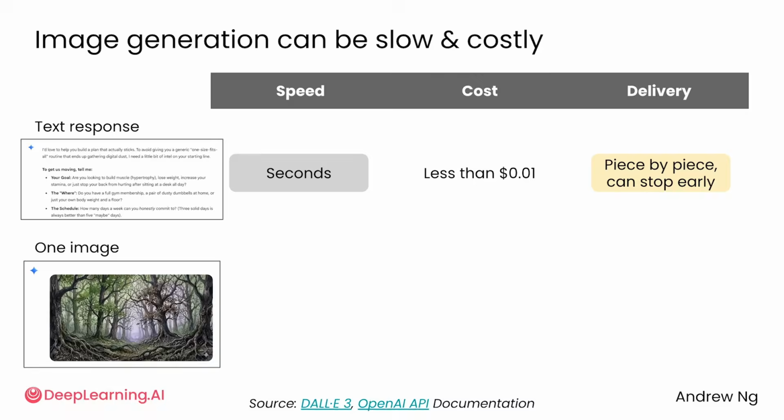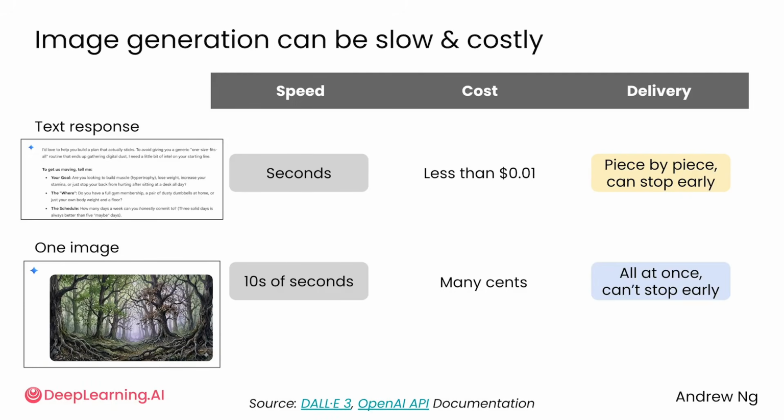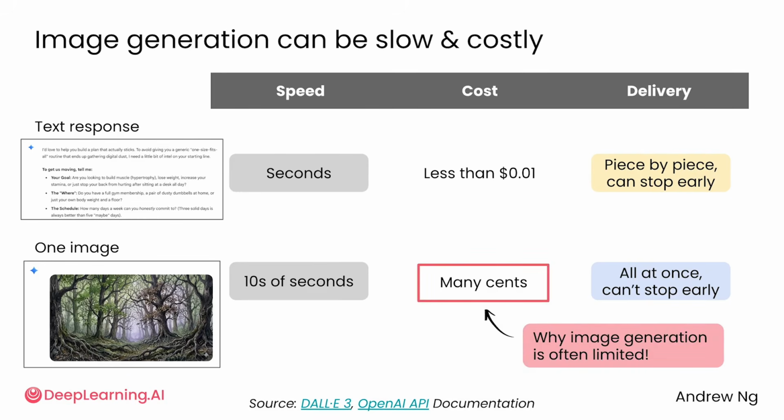In contrast, generating a single image might take tens of seconds and cost many cents, and it generates the image all at once, and there often isn't an option to stop early. Because image generation is much more expensive, that's why our ability to iterate with images is usually more limited.